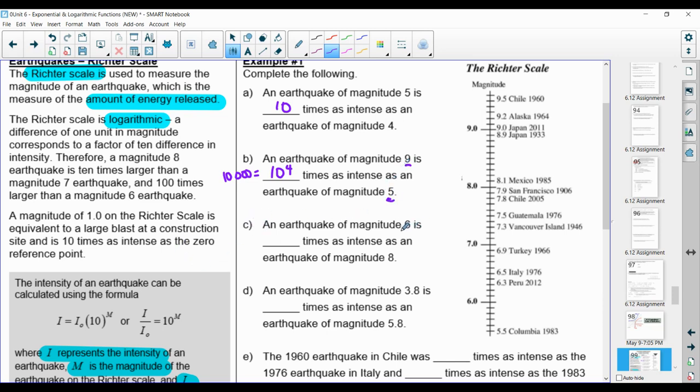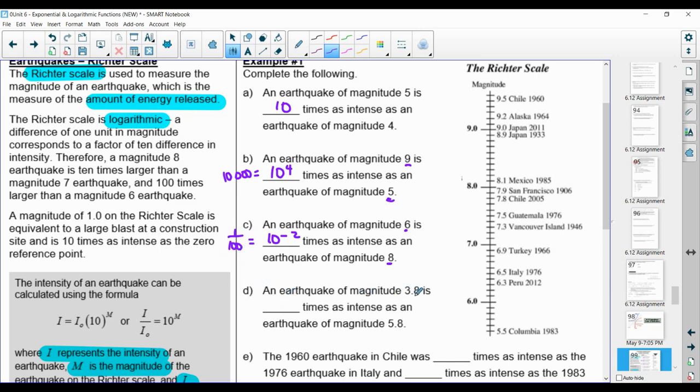Now, an earthquake of magnitude 6 is blank times as intense as a magnitude 8. Well, notice that 6 is smaller than 8, so we're going backwards. We're dividing by 10, or 10 to the negative 2. We can also represent that as 1 over 100. So it's 100 times less intense.